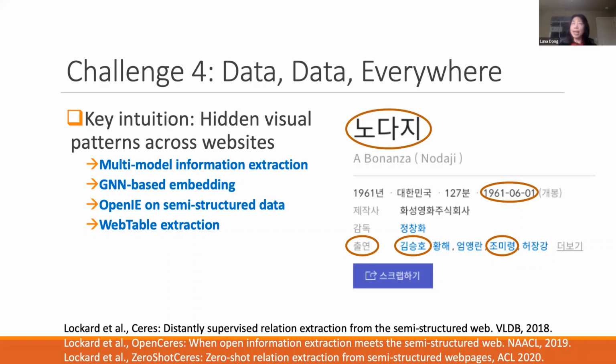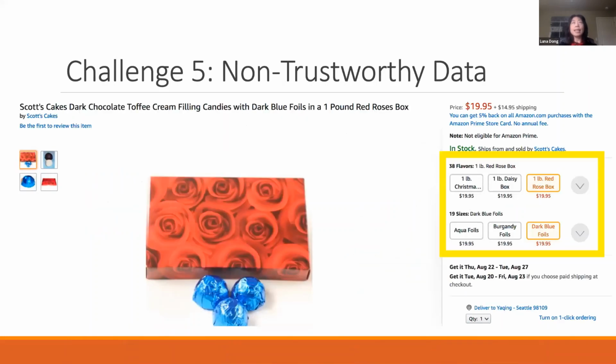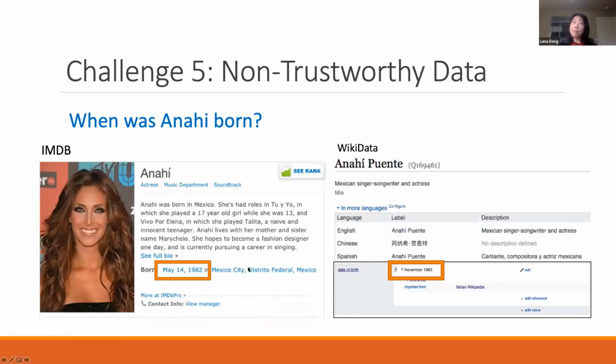Okay, now let's say we have got a lot of data and put it into the knowledge form, the triple form. And the next question is, how can we decide what is correct and what is not? Here I'm showing you an Amazon page for this chocolate product. And if you look at the flavors and the sizes, they do not look like what you typically consider as flavors and the sizes. And here is another example about the same actress. IMDb said she was born in 1982, and Wikidata said she was born in 1983. And what is the date of birth for this lady?